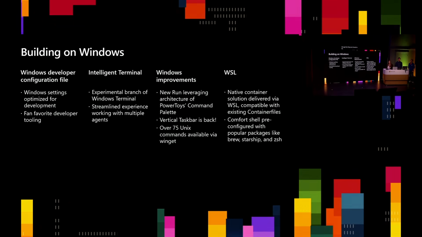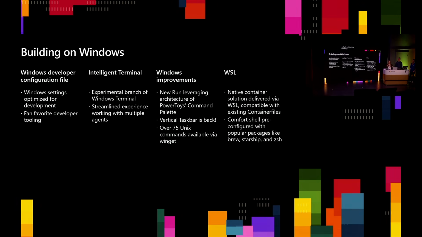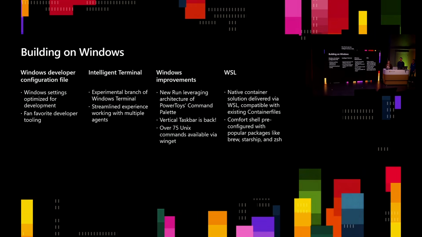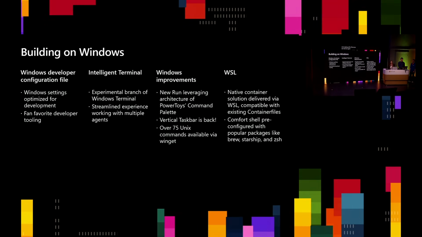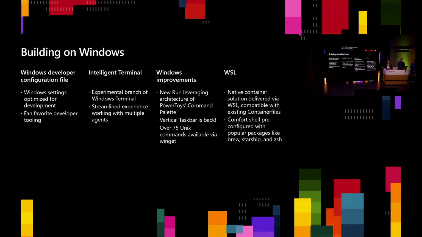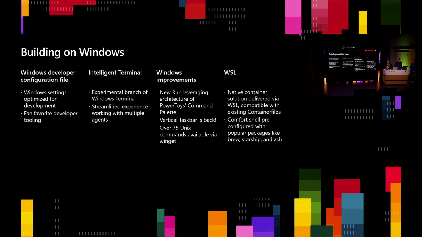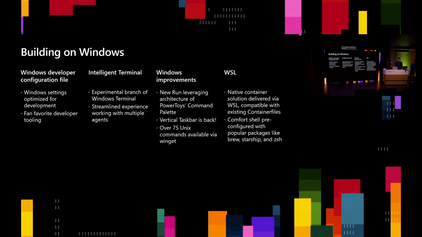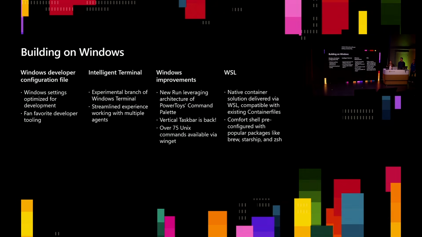That includes a lot of fan favorite tooling. And then there's also that intelligent terminal, which is an experimental experience that we're playing with of how you can have an agent helping you in your terminal. Then there's those Windows improvements, so new Run, leveraging the PowerToys Command Palette architecture, along with vertical taskbar, and then we've got those core utils as well. And then, as Craig covered, the WSL container new implementation for having a native container solution that works with your existing container files. And then, of course, Comfort Shell, which we just showed with that cool BTOP thing at the end. So that is building on Windows.